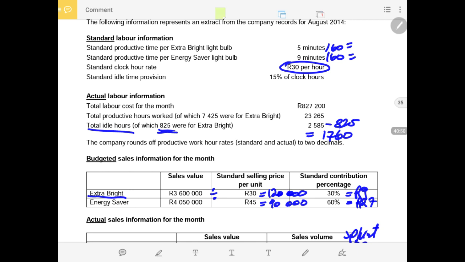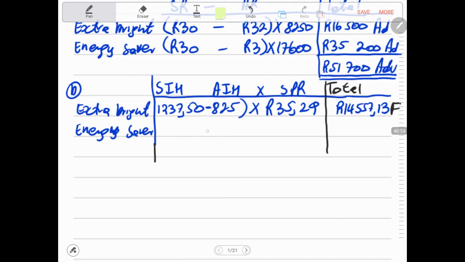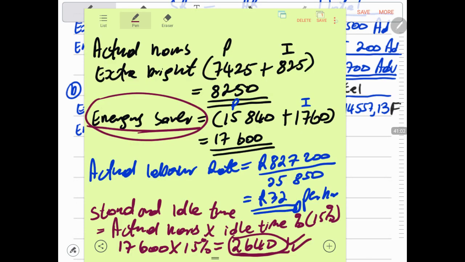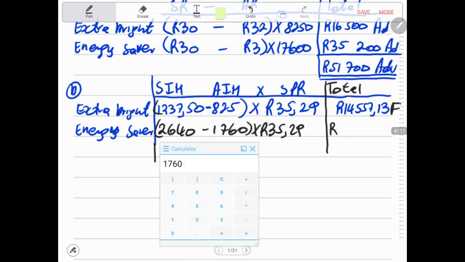So now we have actual 1,760. Our actual, it is 1,760. We have 2,640. Just confirm that. Yes, 2,640. Multiply this by our productive rate per hour, which is 35 Rand 29 cents. Then now our favorable variance will appear there.